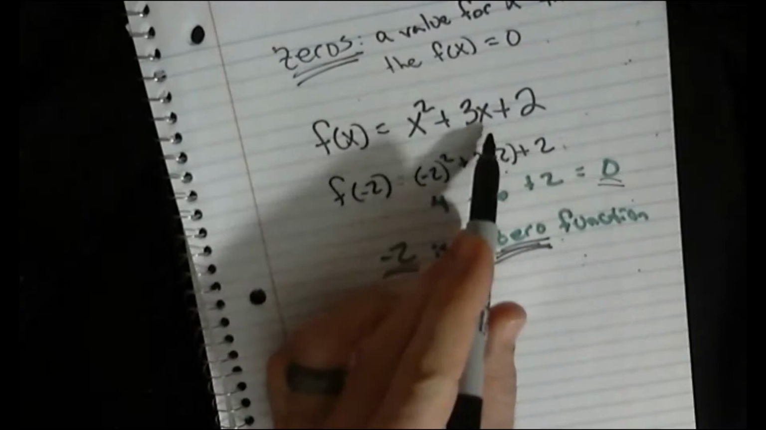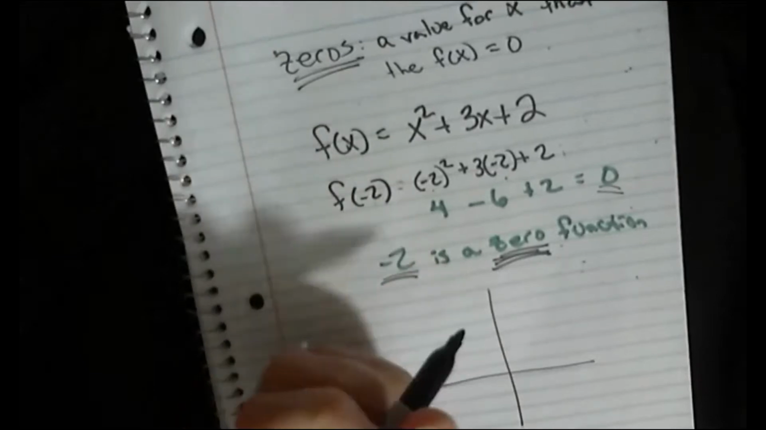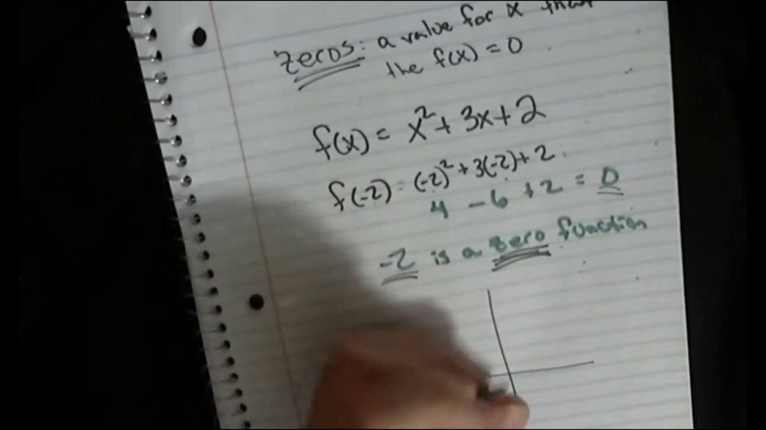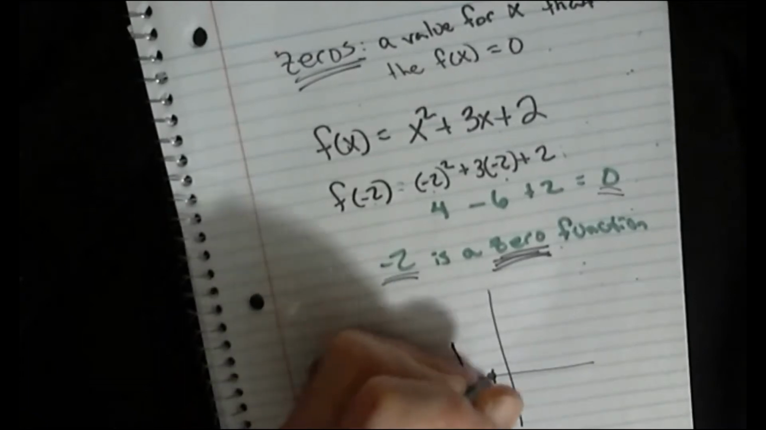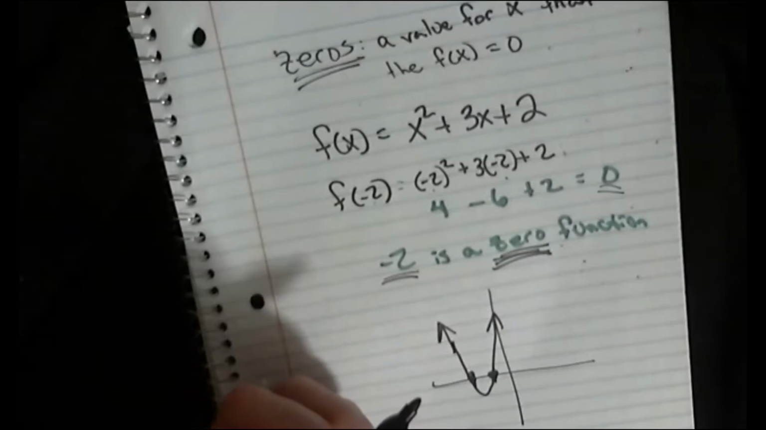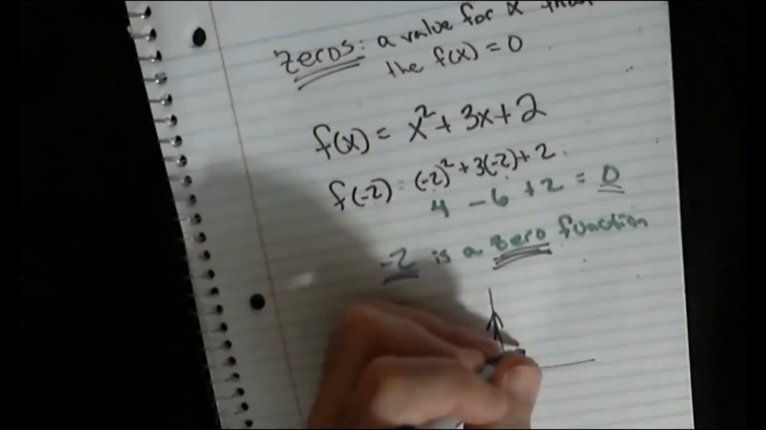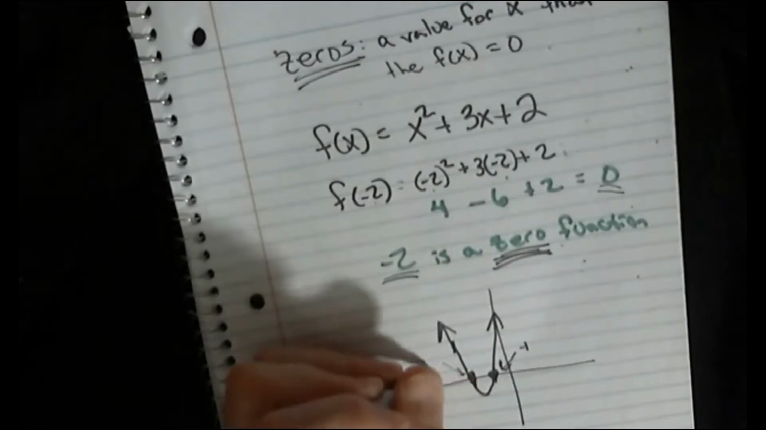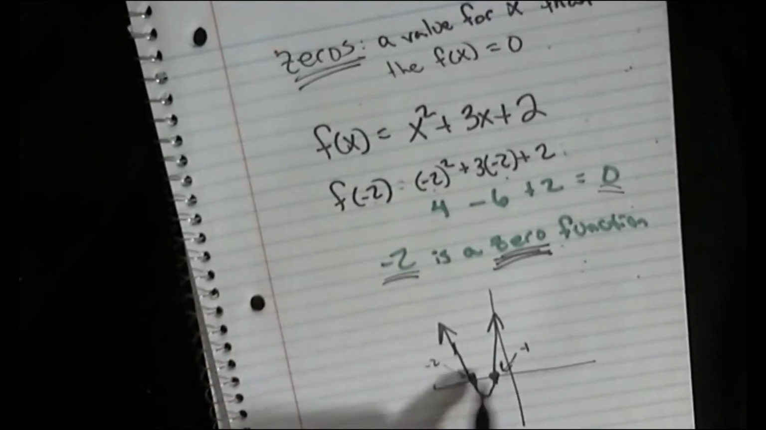In terms of the graph of the function, if we were to graph x squared plus 3x plus 2, x squared is a parabola. This isn't 100% accurate, but it's going to be some kind of graph that does that kind of thing. Your zeros are where your graph crosses the x-axis. In this case, that would happen at -1 and also at -2. This particular function has two zeros that occur at -2 and -1.